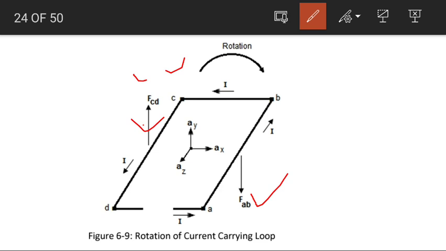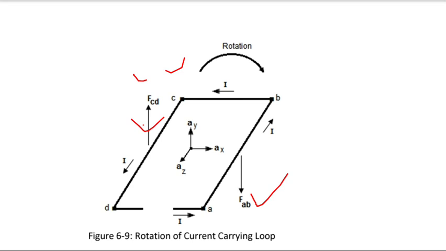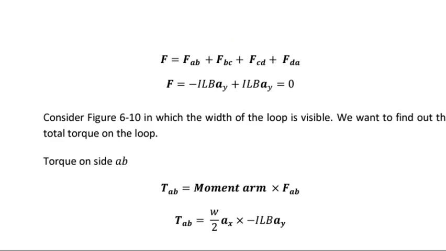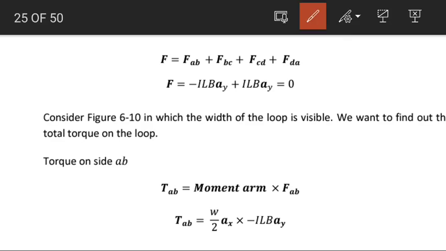This current carrying loop will rotate with a uniform angular velocity in the clockwise direction. As the loop rotates with a uniform angular velocity, the loop will be in the state of equilibrium, and if the loop is in the state of equilibrium, the net force on the loop will be equal to 0. So let us calculate the net force on this current carrying loop.